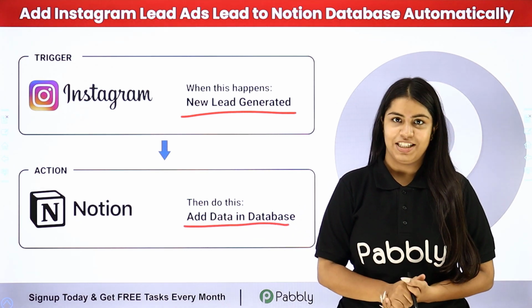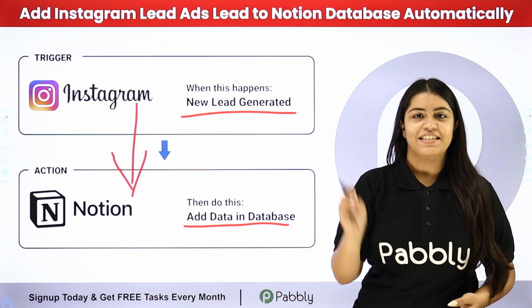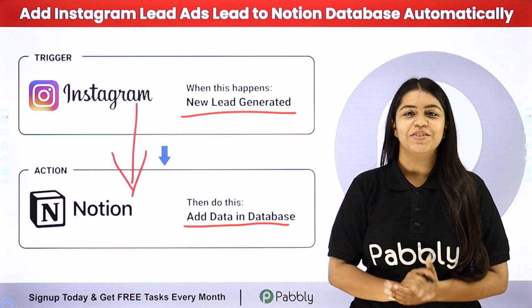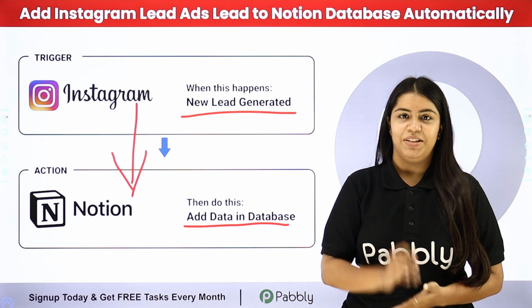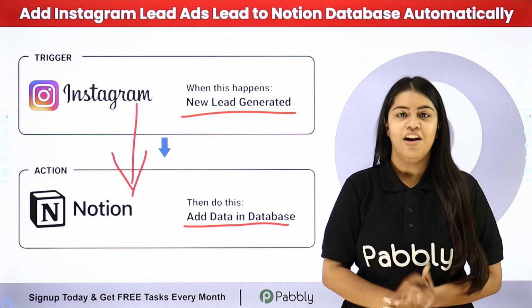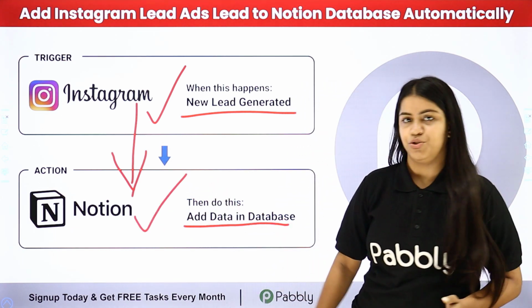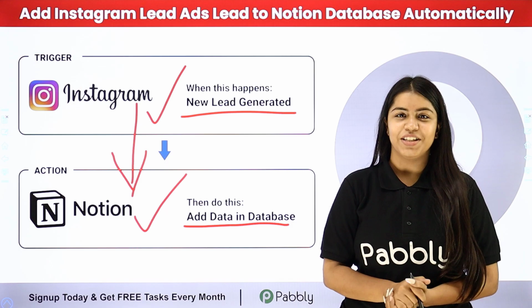For this, we are going to create a connection between Instagram lead ads and Notion. To create this connection without knowing any programming or coding language, we are going to use Pabbly Connect. It is an amazing automation software. So in Pabbly, we have the concept of trigger and action. For trigger, we are going to use Instagram lead ads, and for action, we are using Notion. So if you also wish to learn this process step by step, follow me through the screen.